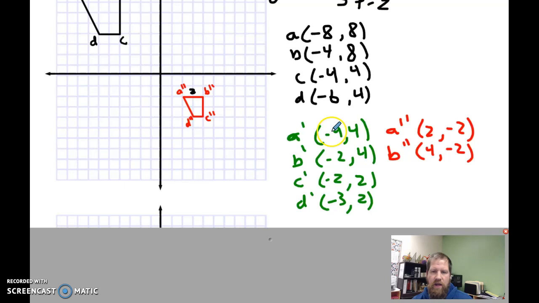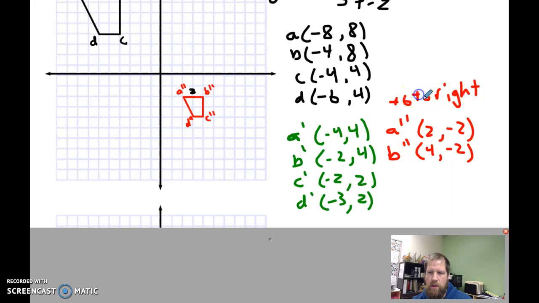So I'm going to have -4, and that -4 became 2. So -4 plus what equals 2? Well, -4 plus 6 is going to equal 2, right? I got to get 4 to get back to 0, and then another 2 to get to 2. So I did a plus 6 for my x value, so moved it to the right 6. And let's make sure that that's the same for B. -2 plus 6 equals 4. So, looks like I had a plus 6, or 6 to the right.